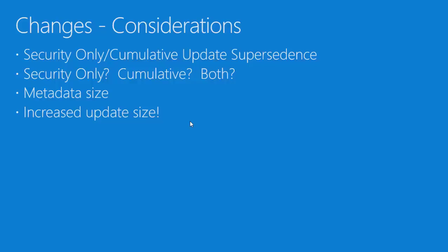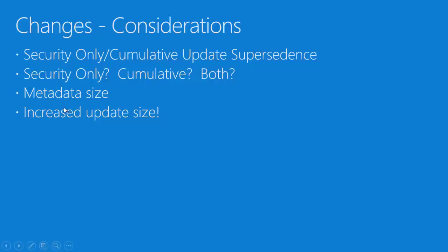The point here is kind of the second bullet. Since you see both the security only and the cumulative updates available to deploy, should you deploy security only? Should you deploy the cumulative? Should you deploy both? And the answer is, if you're deploying cumulative, that's all you need. You don't need the security only. If you're only focused on security patches, then you need the security only.